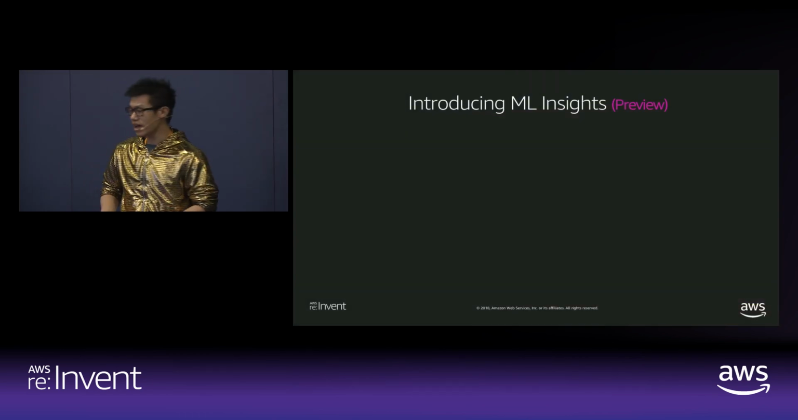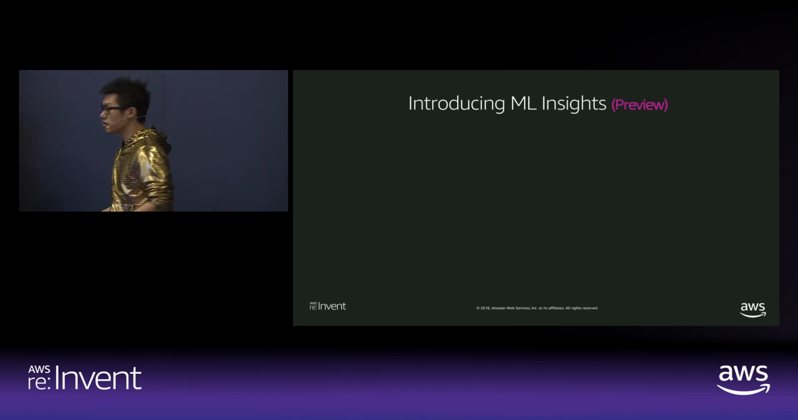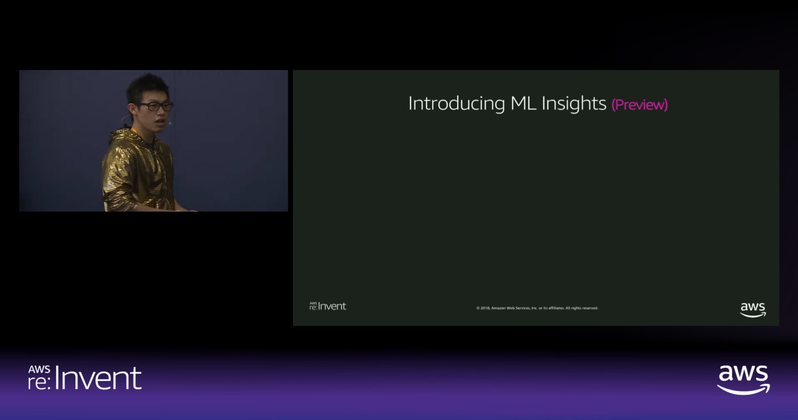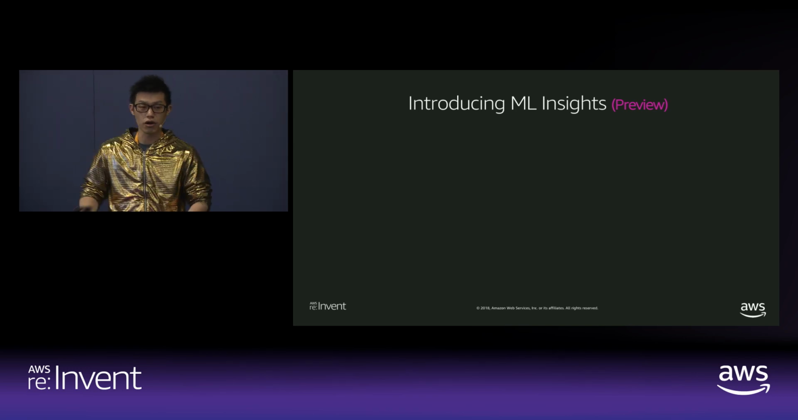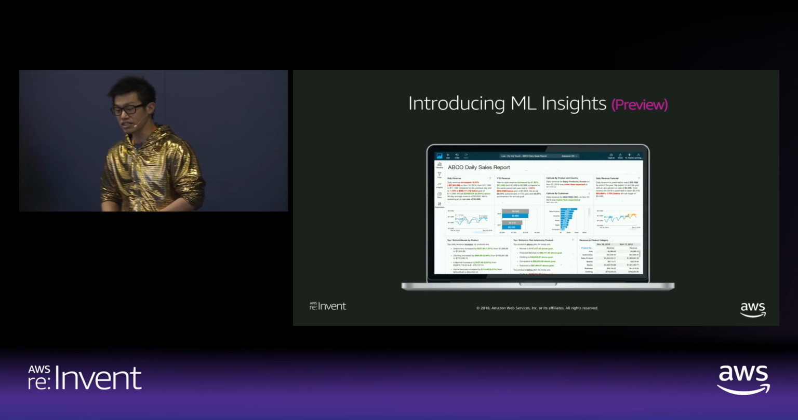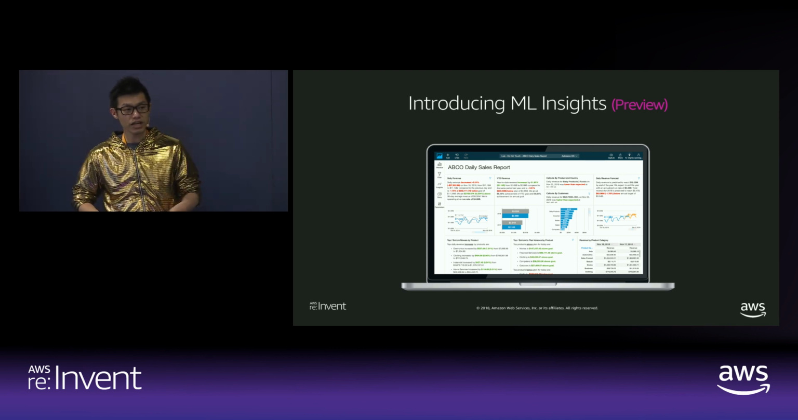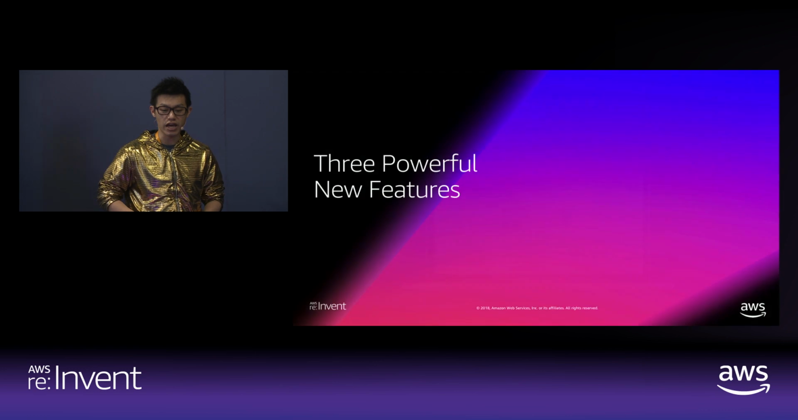So we think that Amazon is a pioneer in the AI and ML space, using it for business, and with AWS, we've made a lot of that technology available to all AWS customers. Now we're integrating that into our own BI solution with ML Insights that allows customers to get deeper insights into their data. So there are three functionalities that I'm going to show you today.